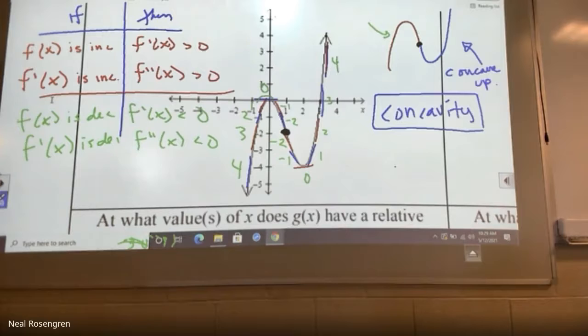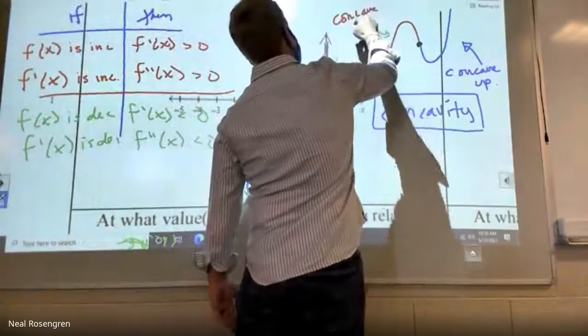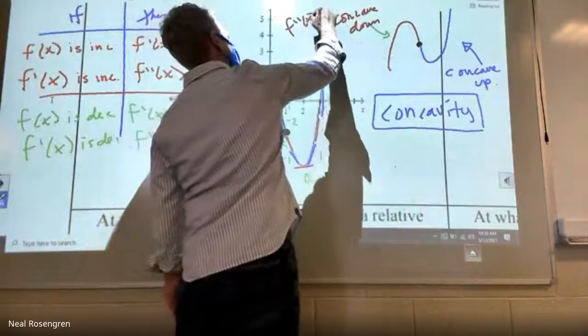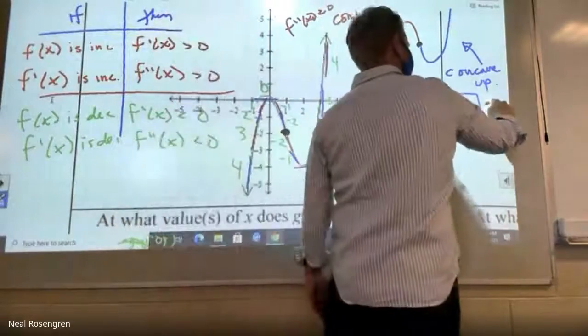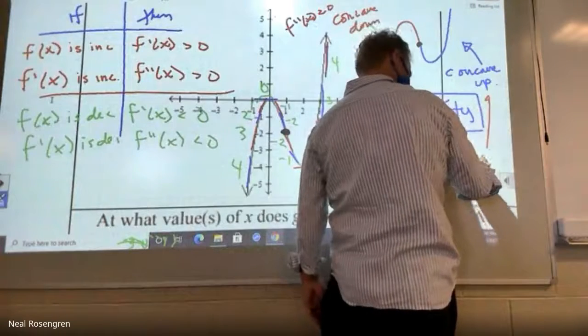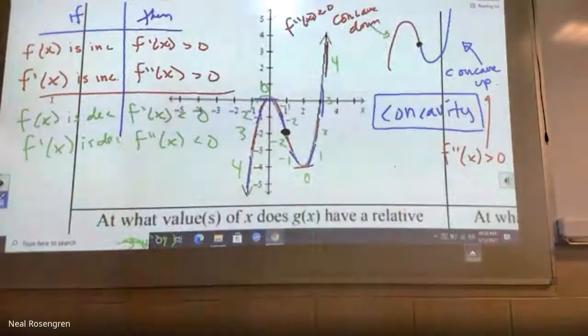What do you think about the red section? If the blue section is concave up, what do you think the red section is, that downward facing parabola? Concave down. That's it. Concave down. Okay, this happens when the second derivative is negative. This happens right here. Sorry, I'm out of space. Where the second derivative f double prime is positive.